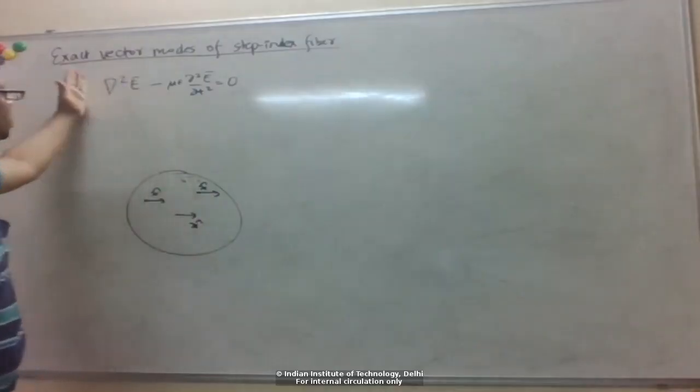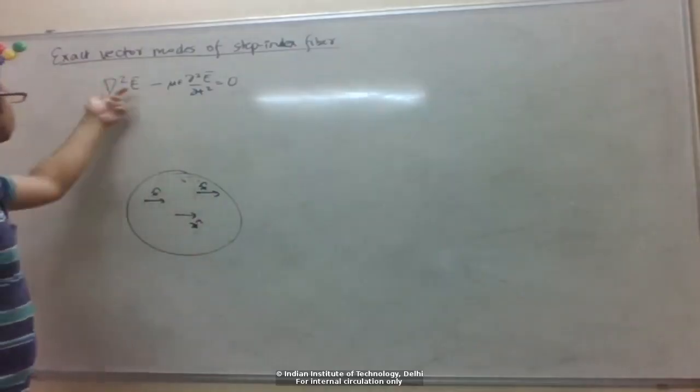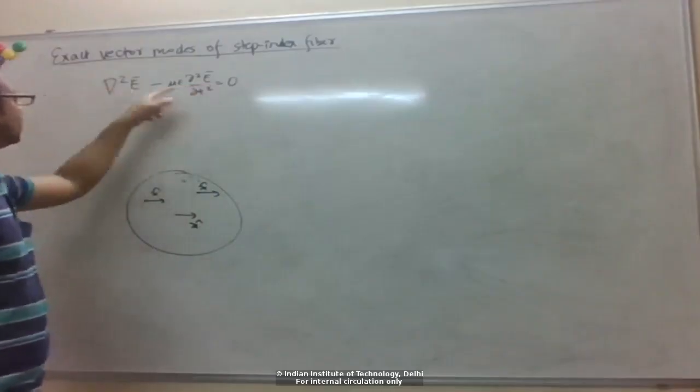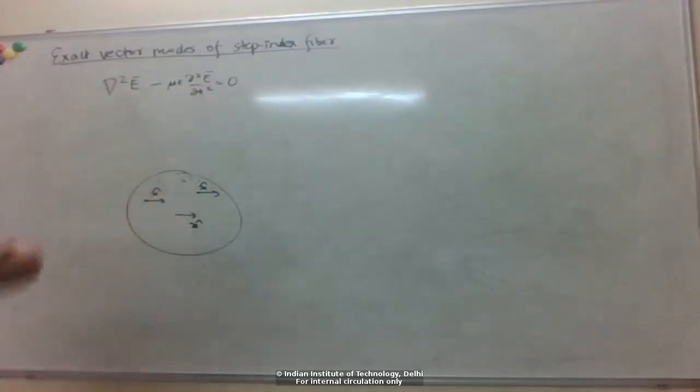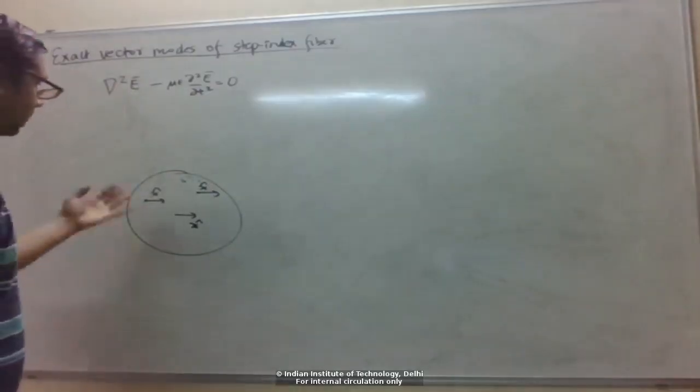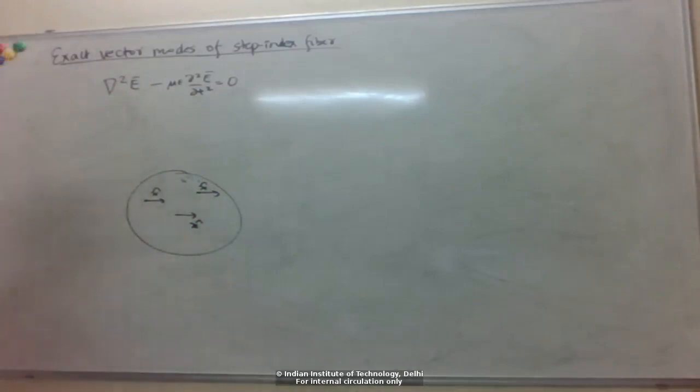So we can just take that out, and for each x, y, and z component, we have a scalar equation, in Ex, Ey, and Ez. So in Cartesian coordinates, that's why we can do this scalar approximation and solve for the scalar modes.